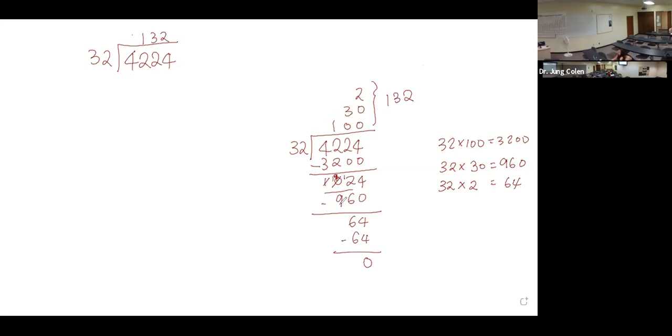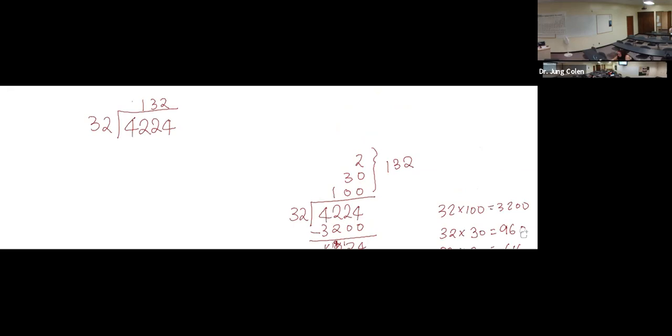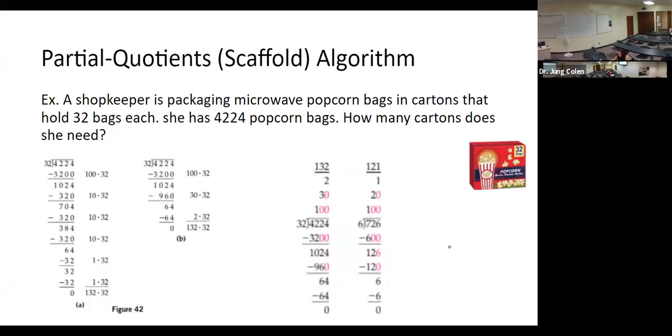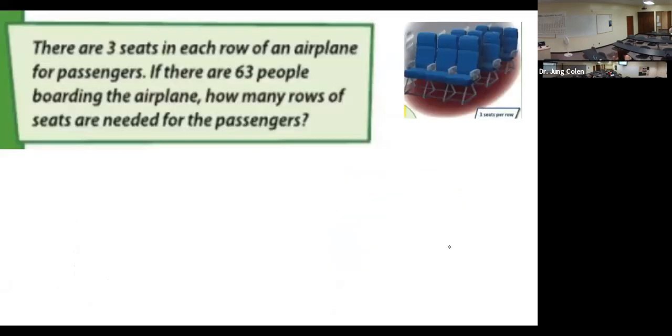So I think it's a little bit more understandable because we are breaking it down into smaller pieces. Right? Does this make sense? Partial quotient? Okay. Then try this one.